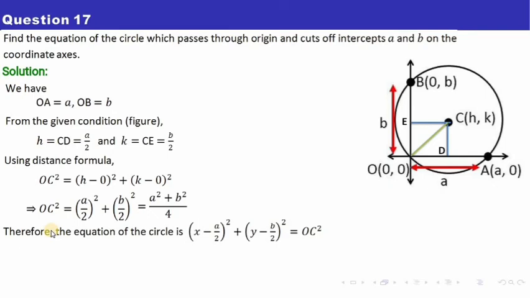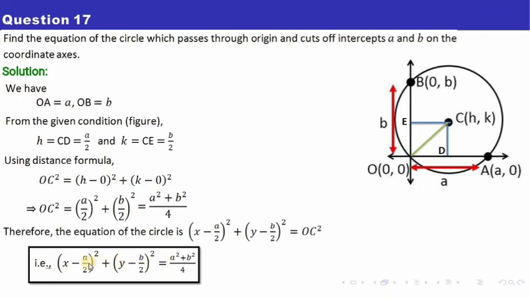Therefore the equation of the circle will be x minus h whole squared plus y minus k whole squared equals radius squared. Now the radius is OC, so OC squared. Let us put the value of OC. OC squared is this much, so my answer will be x minus A by 2 whole squared plus y minus B by 2 whole squared equals A squared plus B squared whole divided by 4. All right, so you may pause the video to note this down.